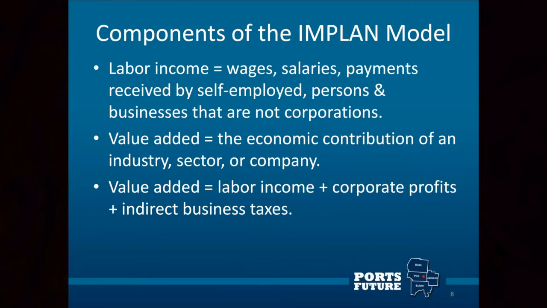So what are some of the components of the IMPLAN model? Well, as you will see in a minute, one of them is labor income. Essentially, it's wages, salaries, and any payments received by self-employed individuals. But it also includes what we call value added. Value added, you can think of as the economic contribution of a particular industry or business. It typically includes labor income, so wages and salaries, and it also includes profits, and indirect business taxes. So those are three major categories that we'll use when we talk about economic impact analysis.